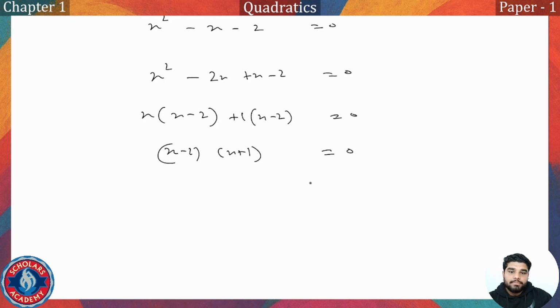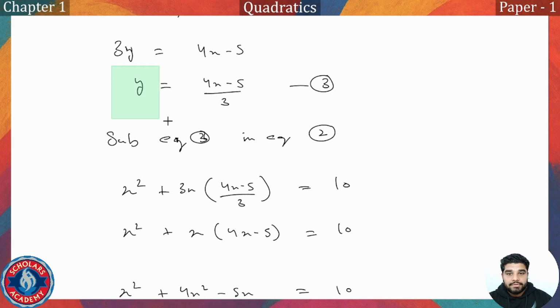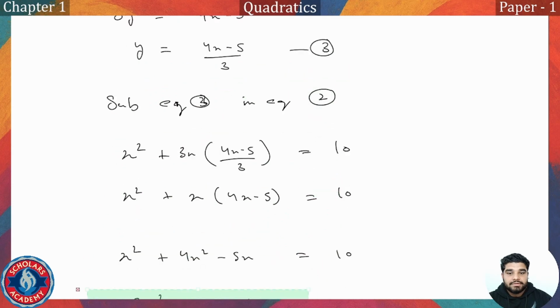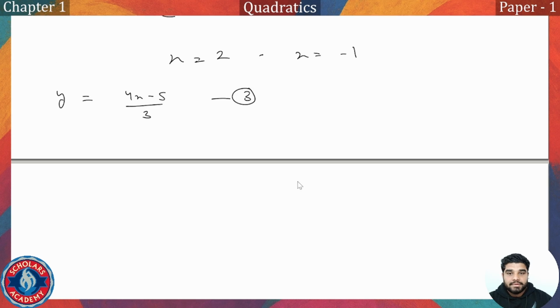So the two coordinates of x are x is equal to 2 and x is equal to negative 1. So we substitute these two values of x in equation number 3. What we get is the points of y. So if I take x is equal to 2, I substitute it in equation number 3. What I get, y is equal to (4 times 2 minus 5) by 3, that is 3 by 3, that is 1.